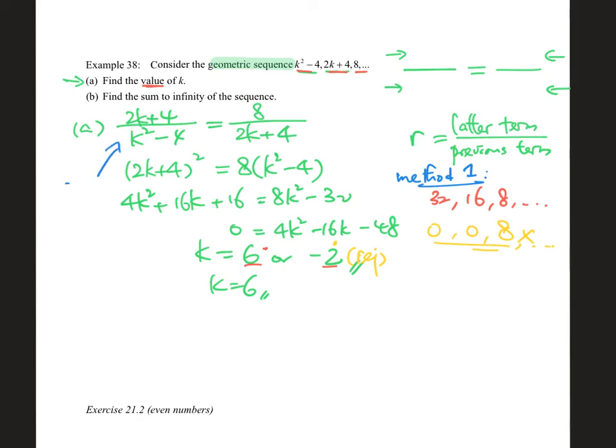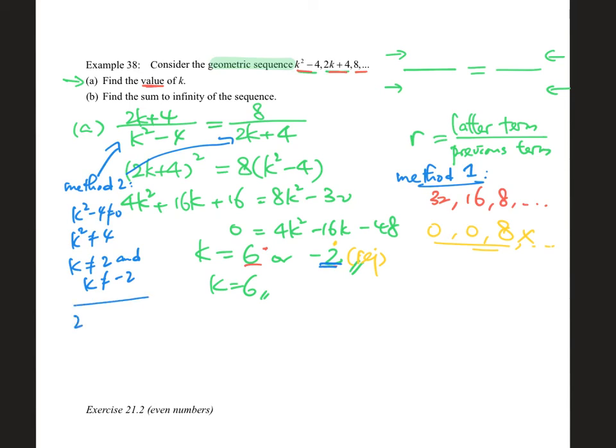Method 2 will be, there's another thing I reminded you quite a long time ago, which is when you are considering division, like this, check the denominator carefully to make sure that it won't be 0. For example, k squared minus 4 can't be 0. So that means k squared can't be 4. Or in other words, k can't be 2, and also k can't be -2. So this is the reason why we reject -2 in the answer.